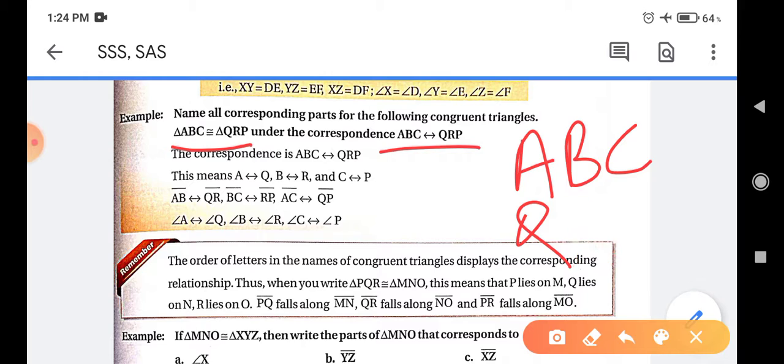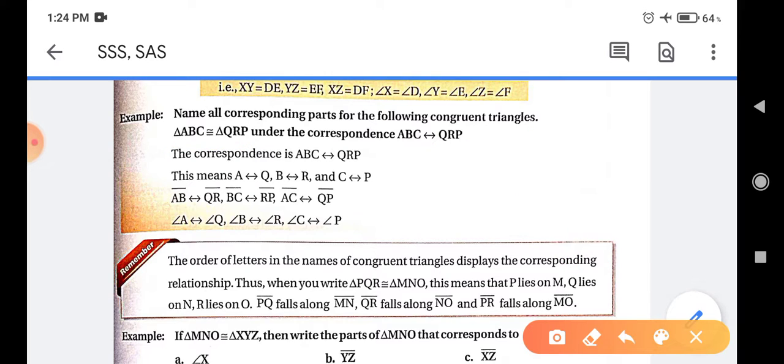Next there is a remember box, and this is a very important thing to remember. The order of letters in the names of congruent triangles displays the corresponding relationship. The order of congruent triangles displays the corresponding relationship, that is, the relationship between the two corresponding sides, angles or vertices.